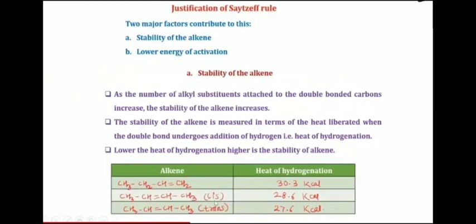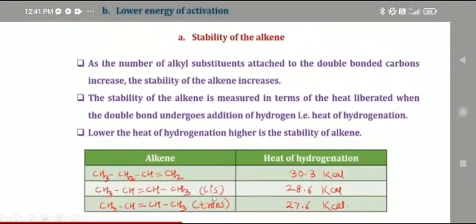Next is the justification of Saytzeff rule. Two major factors contribute to this: the stability of the alkene and the lower energy of activation. The first one is the stability of the alkene. As the number of alkyl substituents attached to the double bonded carbons increases, the stability of the alkene increases. The stability of the alkene is measured in terms of the heat liberated when the double bond undergoes addition of hydrogen, that is, heat of hydrogenation. The lower the heat of hydrogenation, the higher is the stability of the alkene.